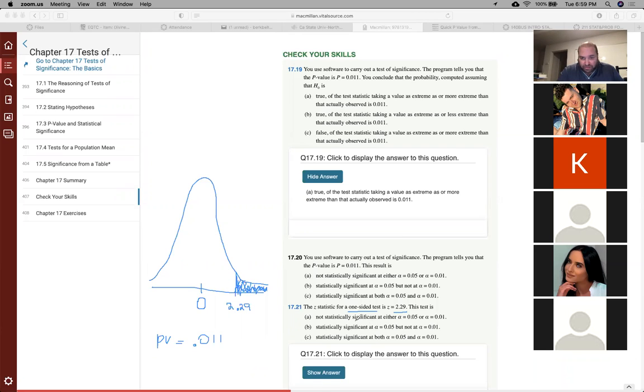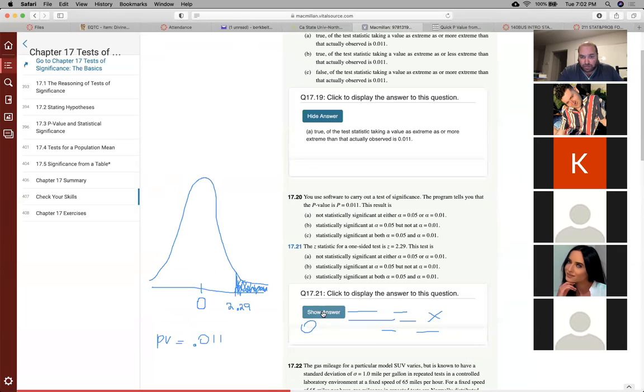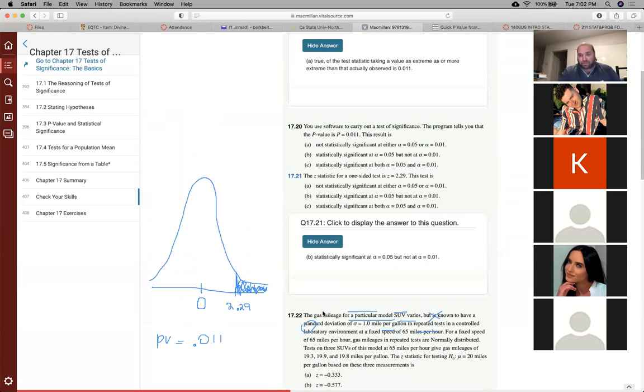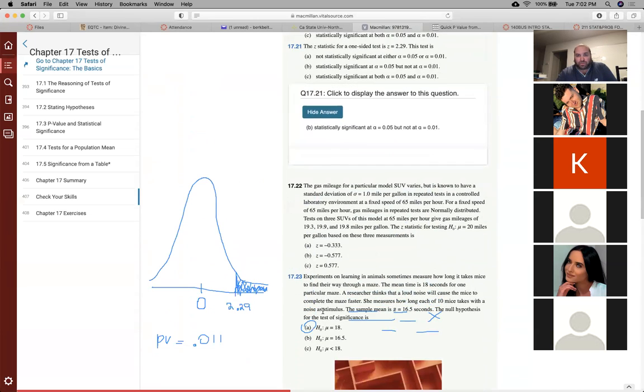So let's see, statistical significance. Well, it's less than this alpha, but it's not less than this alpha. So the answer should be B. And the answer is B. Statistically significant at alpha equals 0.05, but not at 0.01. What a great question.